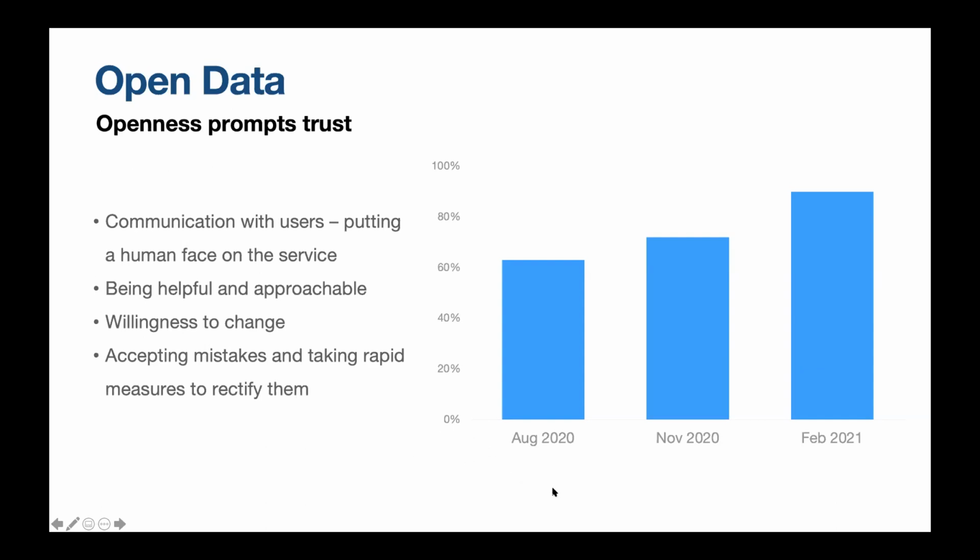So it's partly because of the data and our constant work to add even more data and be even more open, but it's also about communication with the users. We try to be approachable, try to be helpful, we try to communicate, we try to put a face to the service, and we try to rectify our mistakes when they are identified as soon as we possibly can.